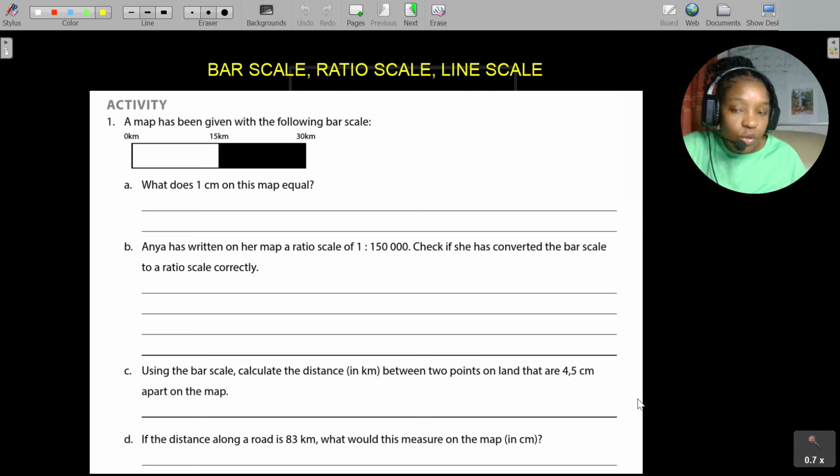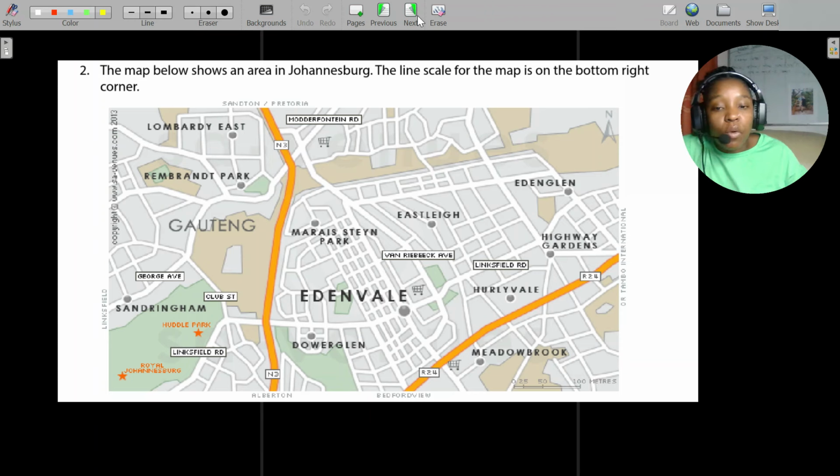On today's video tutorial, we're going to be looking at this summary activity where we are going to be working with a bar scale, a ratio scale, and a line scale, to help us answer questions that are given to us. So please take note, in this question, we're going to be working with a bar scale. I'm going to be showing you how you work with a ratio scale, how you convert a bar scale into a ratio scale. So just take a screenshot of all these questions that we will be going through together.